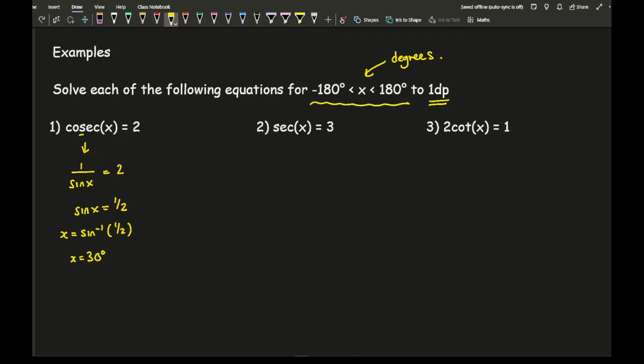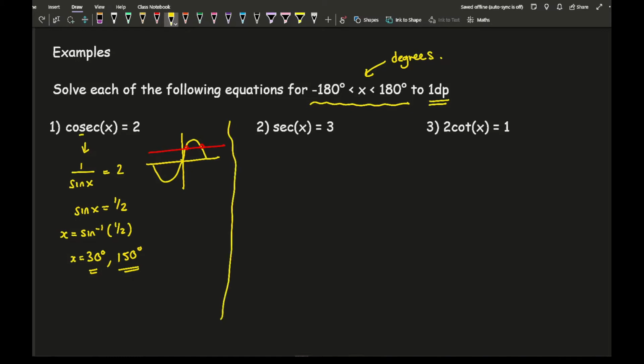Now with this, you want to think back to your graph, or you can use the CAST diagram to work out what the other angles are going to be. So the sine graph looks something like this between the ranges that we're looking at, and where we're looking at a half, that's going to be these values here. So I'm looking for this angle and this angle here. The next angle is going to be 150 degrees, and these are my two angles. It's also worth checking that when you do your graph, you make sure it's within the range that's given, so you can see how many angles you can look at, and you can also test the validity of those angles as well.